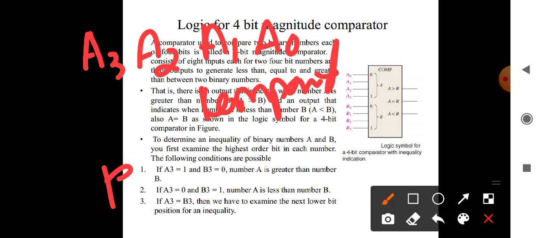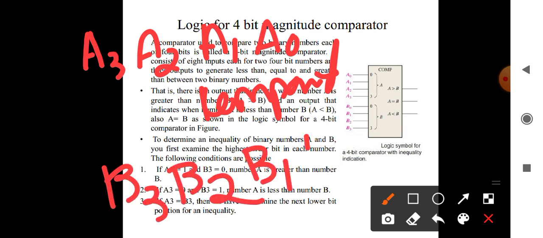with B3, B2, B1, B0. Here the logic is, B0 and A0 are the least significant bits, and B3 and A3 are the most significant bits, with A1, A0 the least significant bits. I hope you know what the least significant bit and most significant bit are.